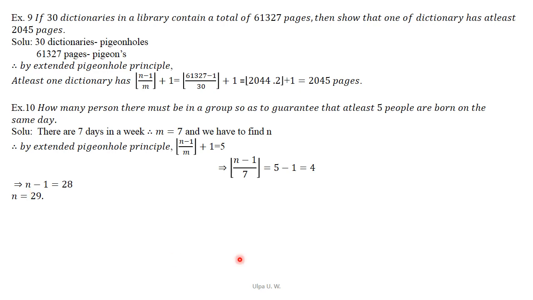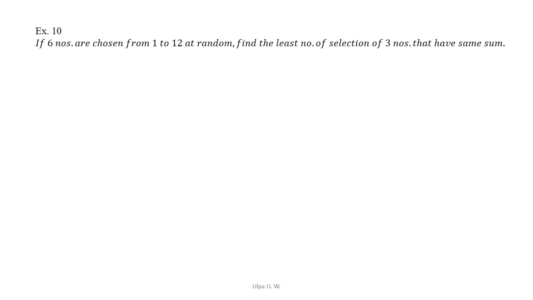This is also an application of the extended pigeonhole principle. This is the direct application of it. This is used so as to find the minimum number of people required so as to get a desired result. So we come back, we see the next example.